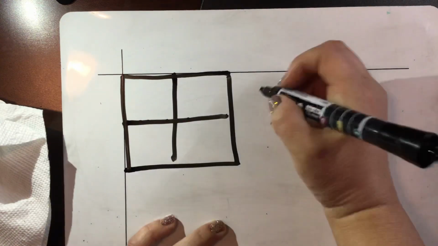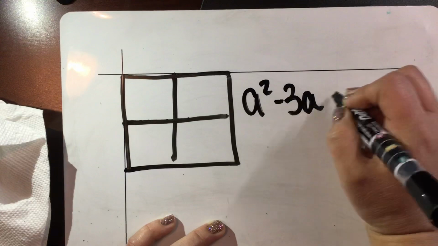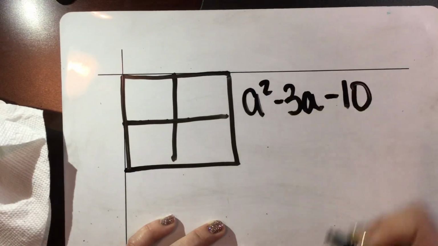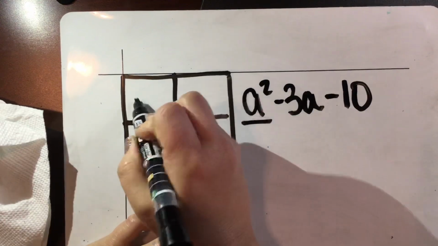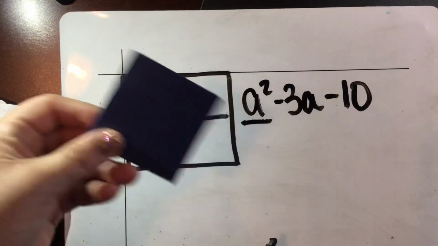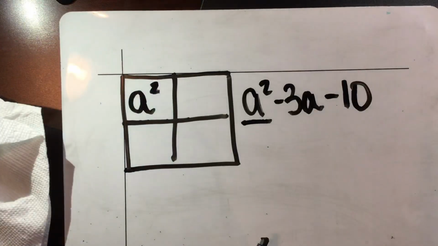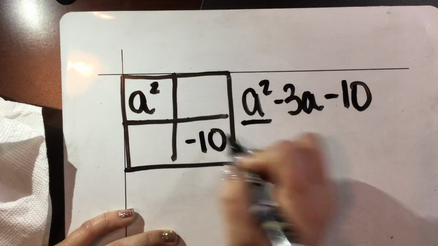So the problem I'm going to give you now is a squared minus 3a minus 10. So we see we have some negatives. I know that first term goes in the first box, a squared, and if you think about those algebra tiles, that squared value is always what goes in the upper left. Then in the bottom, I'm going to put my constant, which was negative 10.